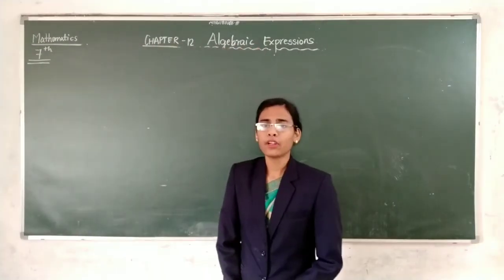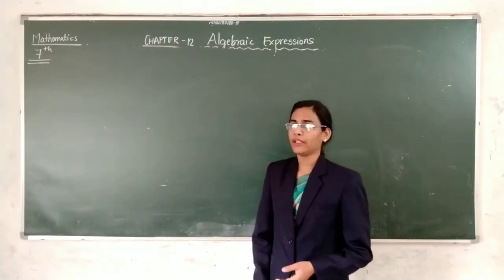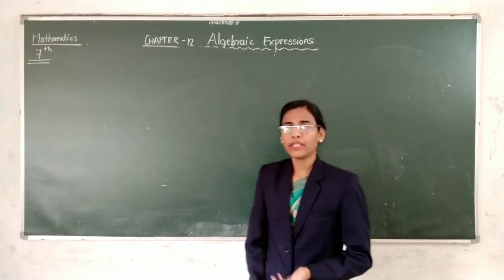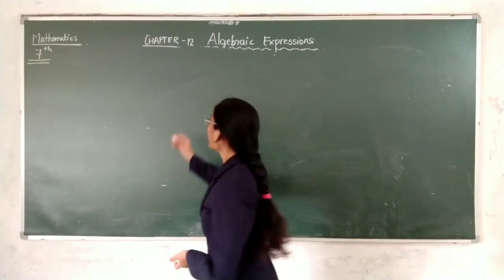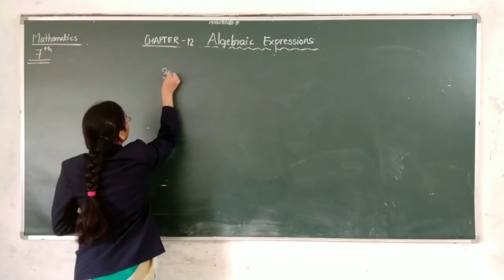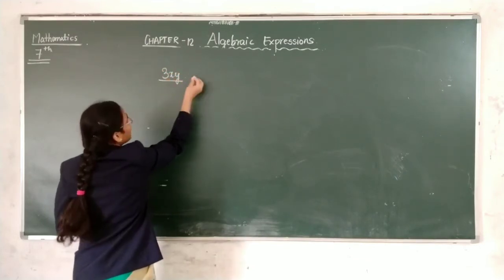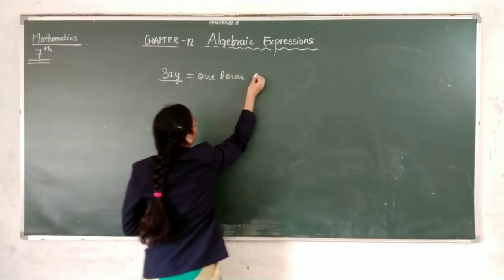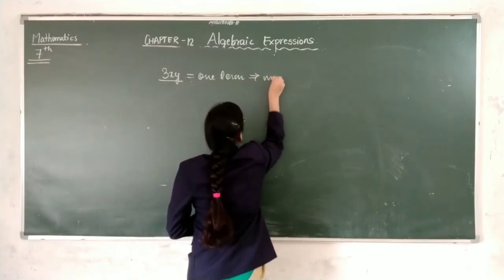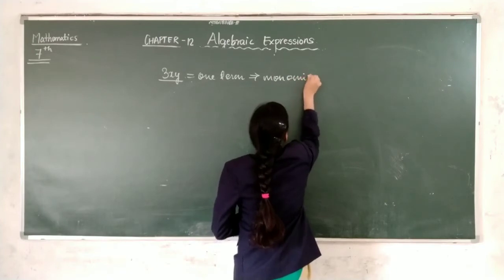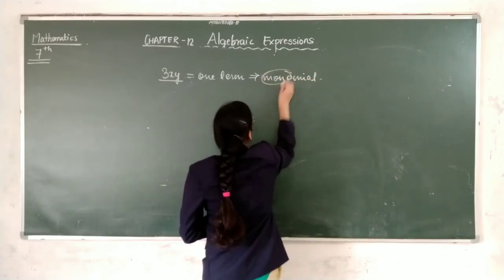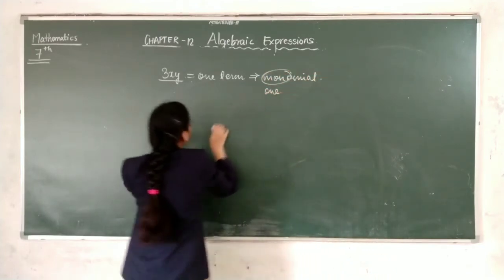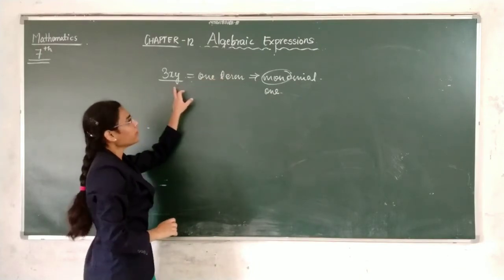Yes, students, if an expression contains only one term, it is called a monomial. Let us see if our expression is 3xy. Here only one term is there, so it will be called a monomial. Mono means one. So the expression having only one term is called a monomial.